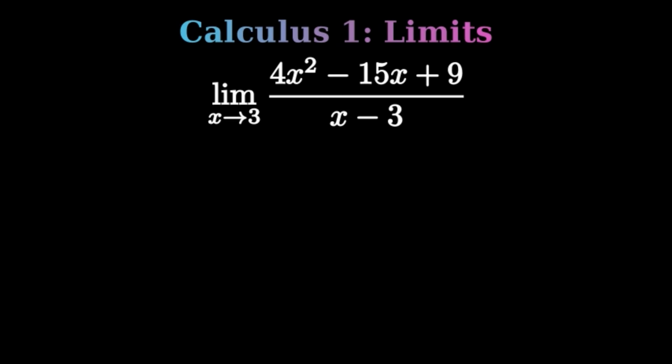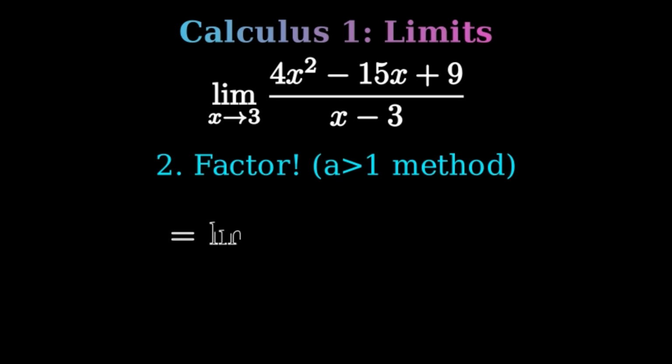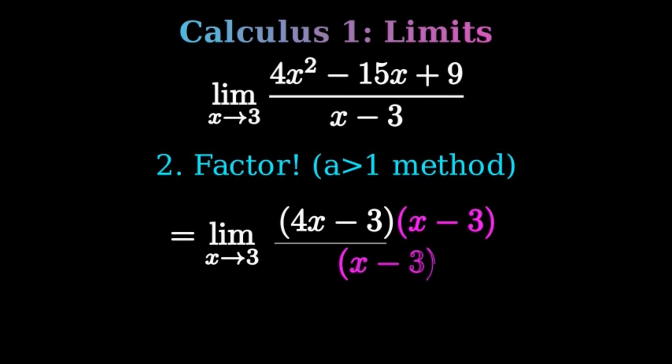Well, if we try and factor the numerator using the a greater than 1 formula, well, not the formula, but the method, we would get the limit as x approaches 3 of (4x minus 3) times (x minus 3) over (x minus 3). Well, you can see what's going to happen with those x minus 3s. They're going to cancel. So let's go ahead and slash those out. You're going to rewrite this limit using whatever's left over. Well, we have the limit as x approaches 3 of 4x minus 3.